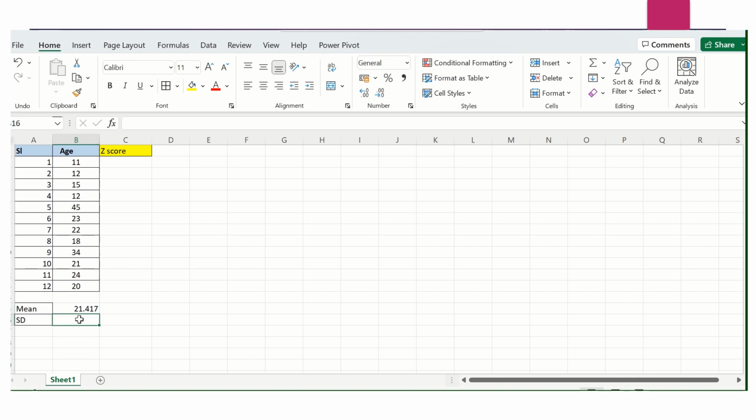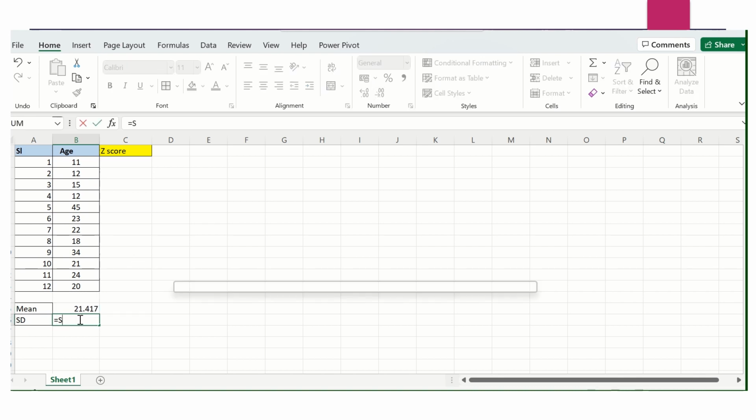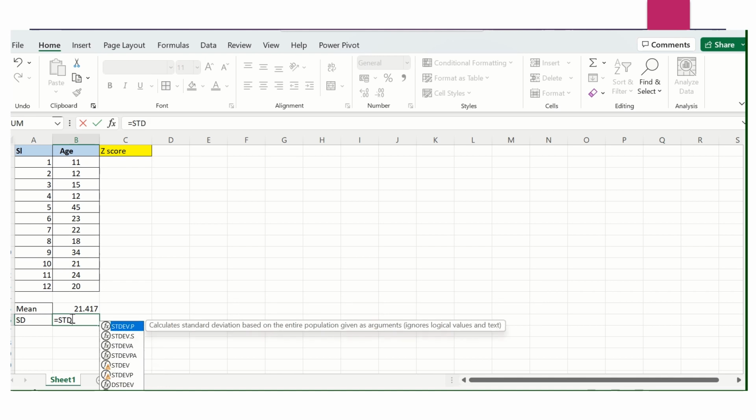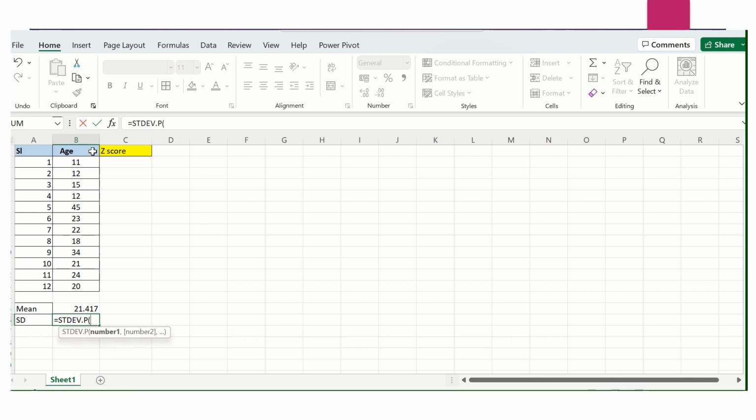Then we have to calculate the standard deviation. So we calculate the standard deviation now. After calculating the standard deviation, let us calculate the Z score.